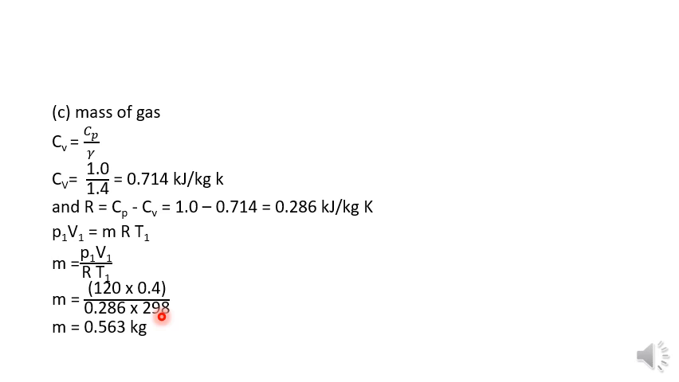By using the ideal gas equation, PV is equal to mRT, P1 V1 is equal to m R T1. So we know the P value, V value and T value, and the R value we can calculate by using Cp by Cv is equal to gamma, we will get the Cv value, and R is equal to Cp minus Cv, we will get the R value here. Substitute here, we will get the mass of the gas.